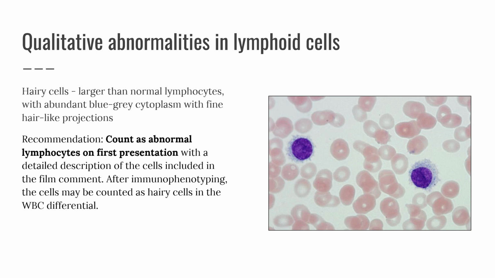Hairy cells have abundant blue-gray cytoplasm with fine hair-like projections. So, if the patient has not been diagnosed yet with hairy cell leukemia, then we can count them as abnormal lymphocytes on first presentation. However, if the patient has had immunophenotyping done, then we may count them as hairy cells, separate from your lymphocytes in the differential.